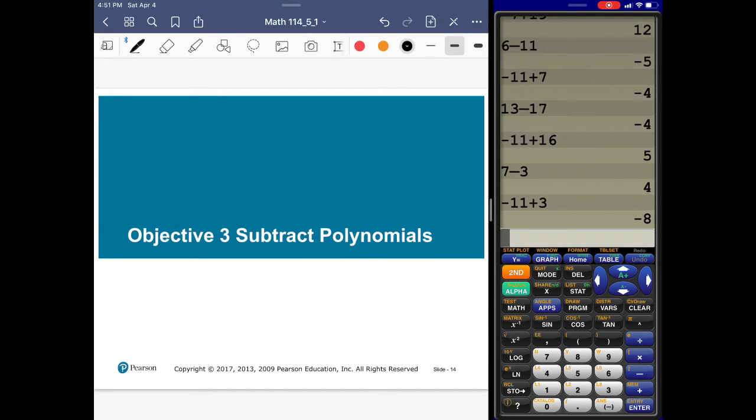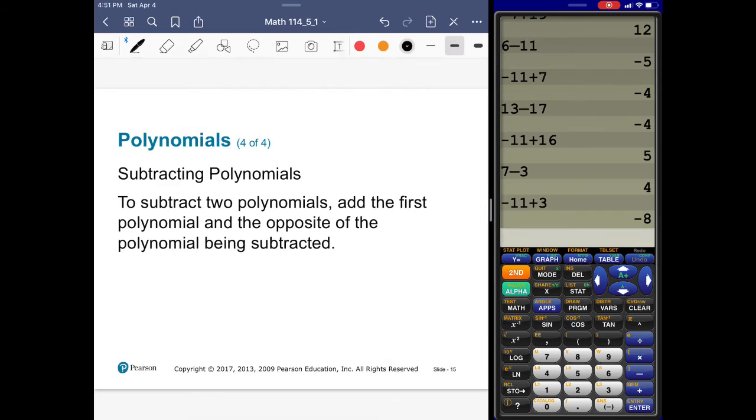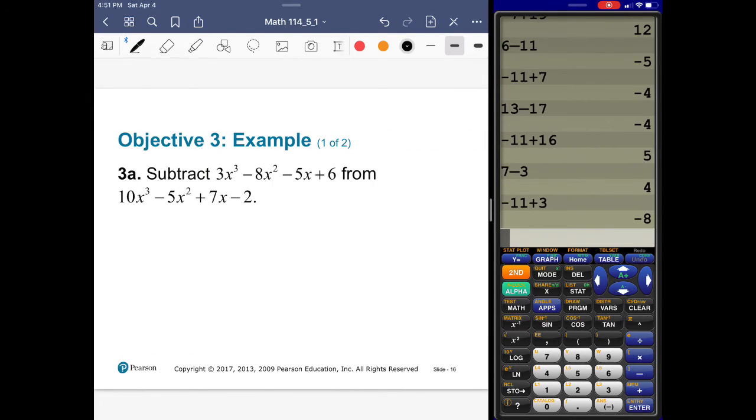Subtracting polynomials is exactly the same thing, except now instead of a plus, we have a minus in between the first and the second parentheses. So we subtract two polynomials. So we have this. It says 3x cubed minus 8x squared minus 5x plus 6 from 10x cubed minus 5x squared plus 7x. Okay.